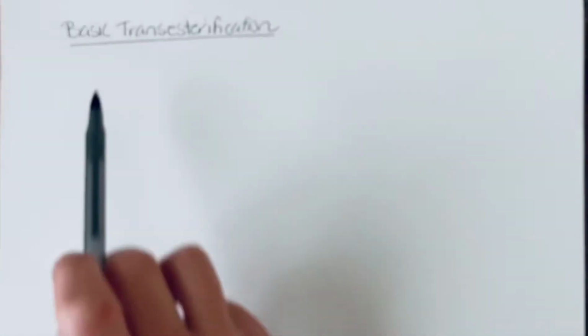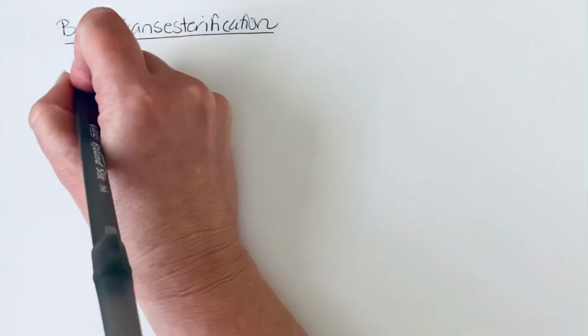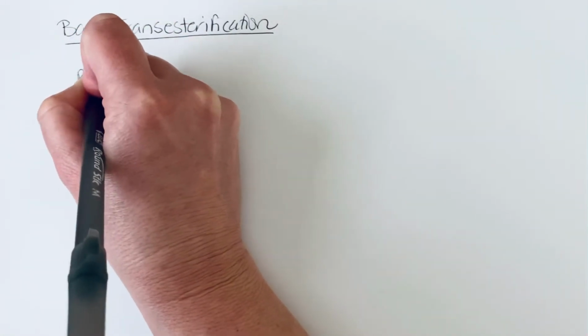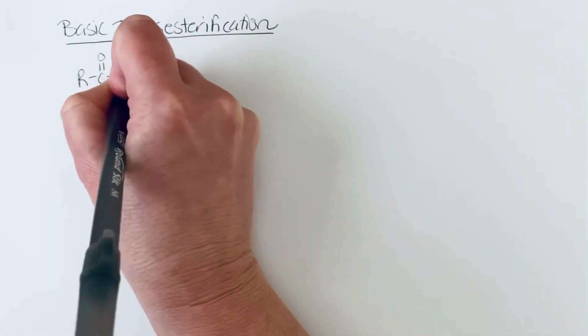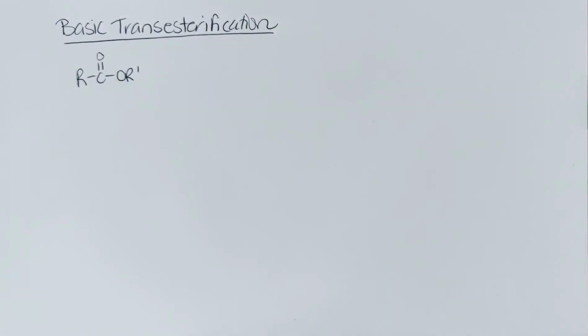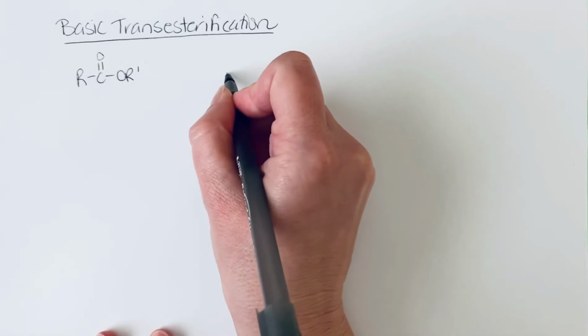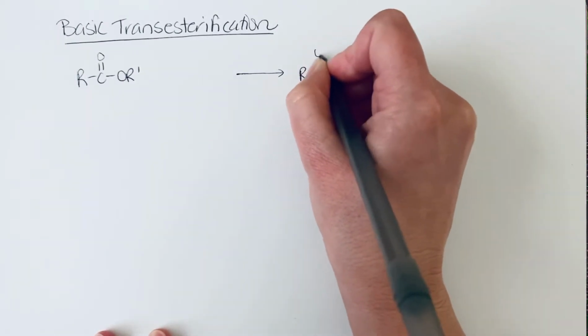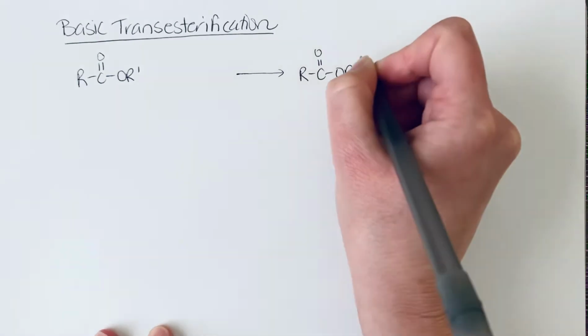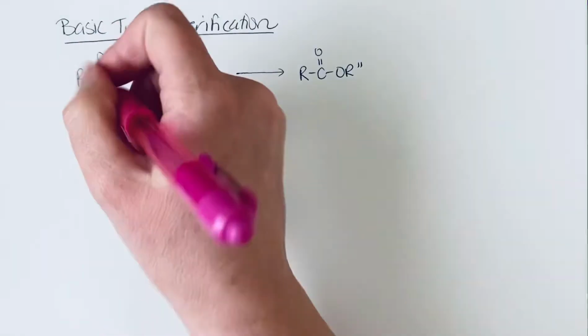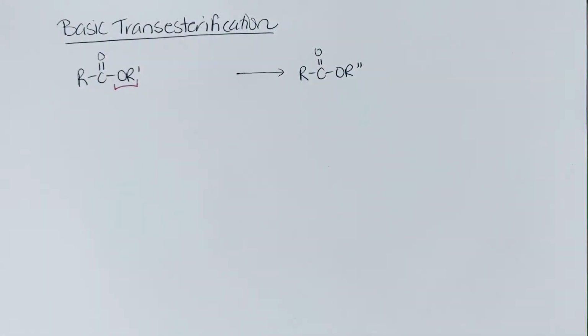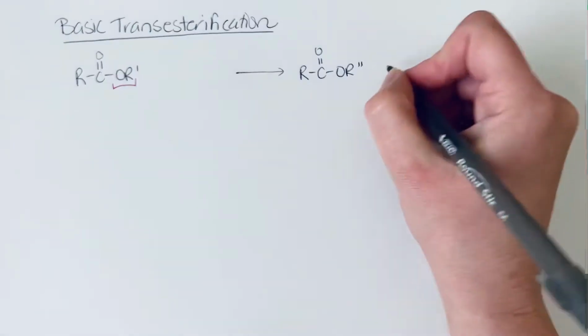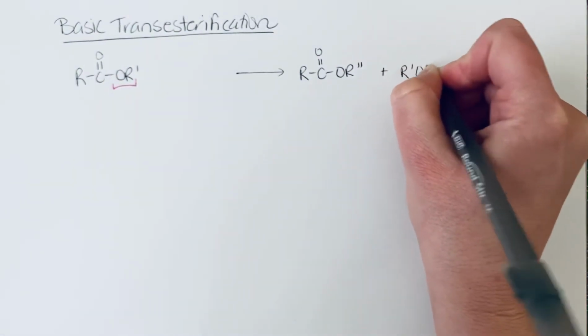In this video, we're going to look at doing a transesterification reaction under basic conditions. So if we are doing a transesterification, what that means is that we are starting with one ester and we are wanting to convert this to a different ester. So essentially we are wanting to replace this portion of the ester. And so when that's kicked out in this reaction, that's going to form an alcohol.